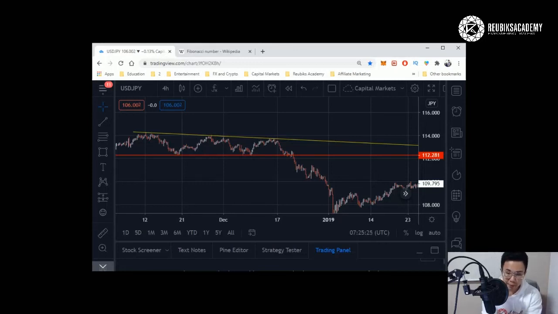Okay, that being said, can an ascending triangle have a breakout to the downside? Possible. Can a descending triangle have a breakout to the upside? Possible. Okay, remember, it's just a bias. It is not a certainty, and it is definitely not guaranteed.